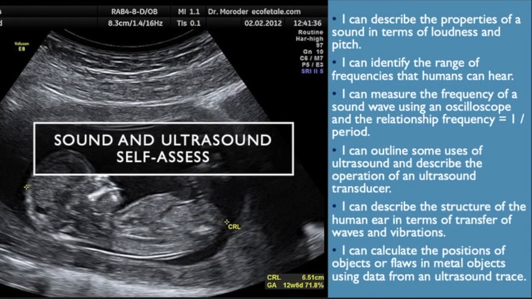These are the things you should be able to do. You should be able to describe the properties of a sound in terms of loudness and pitch. You should be able to identify the range of frequency that humans can hear. You should be able to measure the frequency of a sound wave using an oscilloscope and know the relationship that frequency equals 1 over the period. You should be able to outline some uses of ultrasound and describe the operation of an ultrasound transducer. You should be able to describe the structure of the human ear in terms of transfer of waves and vibrations, and you should be able to calculate the positions of flaws in metal objects using data from ultrasound traces.